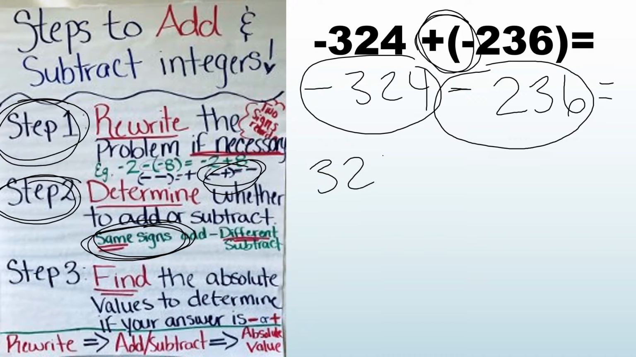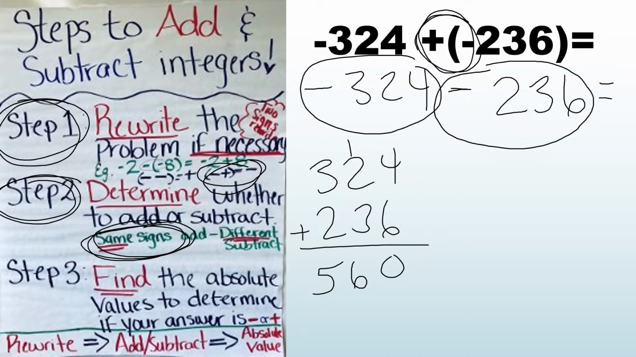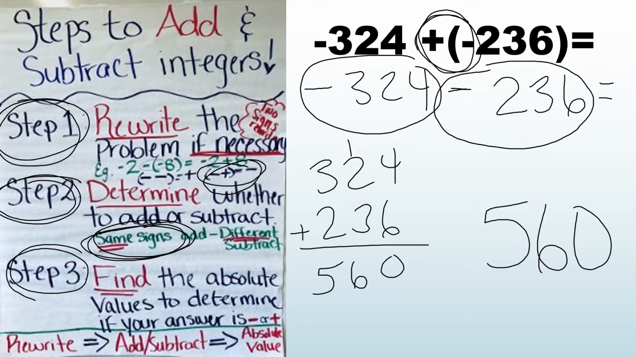So I'm going to add 324 plus 236. When I add that, that's going to give me 560. So my answer is going to be either positive or negative 560. In order to figure out whether it's positive or negative, I'm going to have to do step 3. Find the absolute values to determine if your answer is positive or negative. So I know both of these numbers are negative, so either way I know my answer has to be negative.